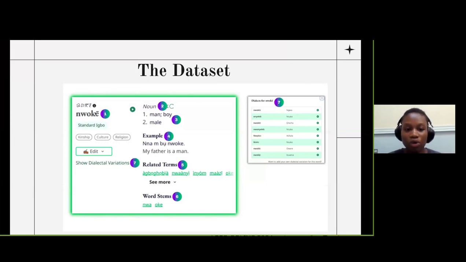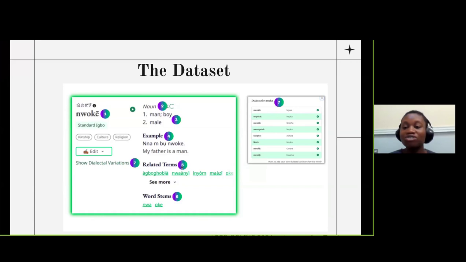Number one shows Nwoke, which is an Igbo word that is part of the 5,000 words I mentioned earlier. Number two shows the part of speech that this word is. And for every word, we have the English translation, which is number three. For Nwoke, it means man or boy. And number four shows the example. So for each word, it has different examples. Some of them have just one example, and some of them have up to 4 examples. And for each example, it has an English translation.